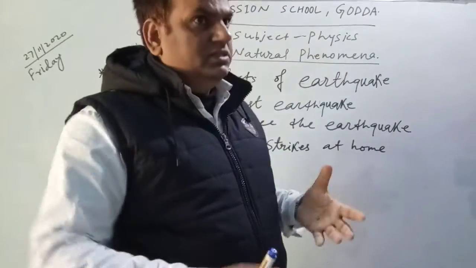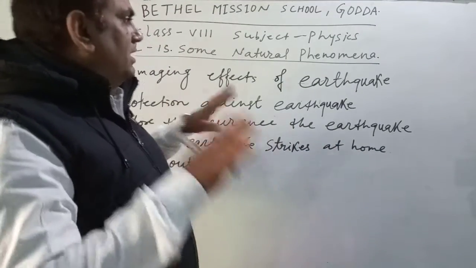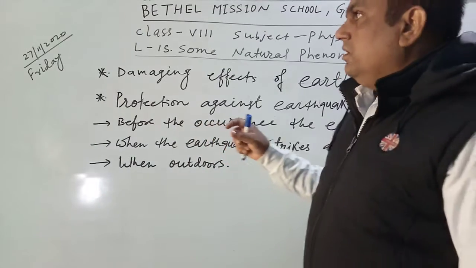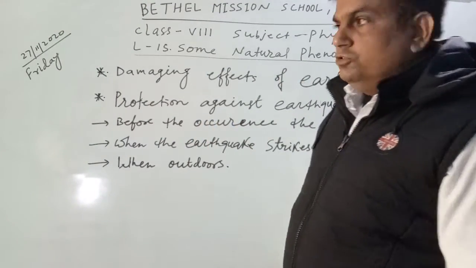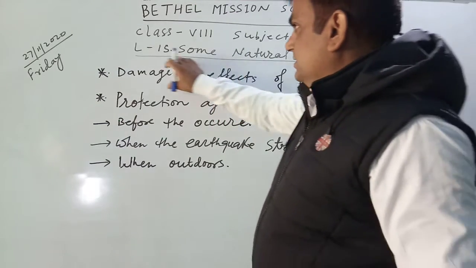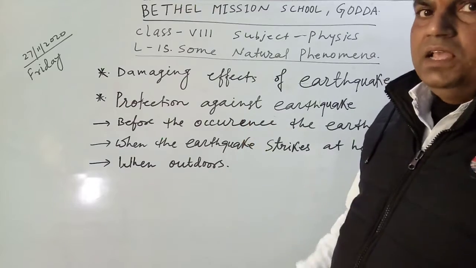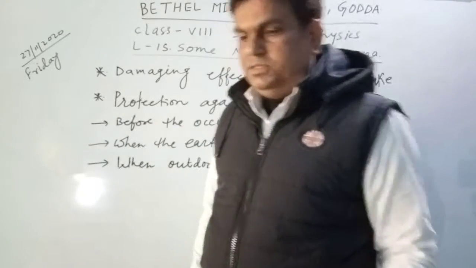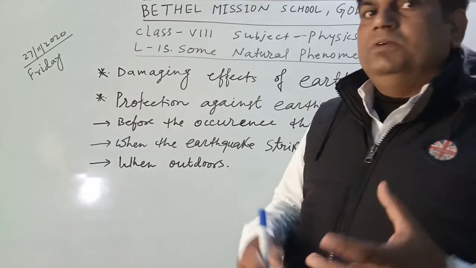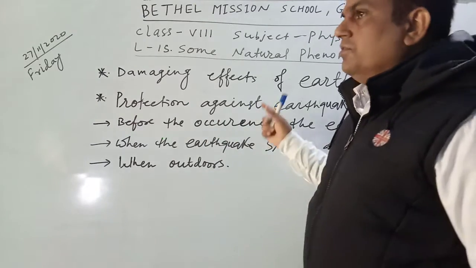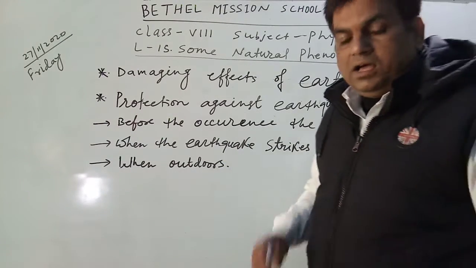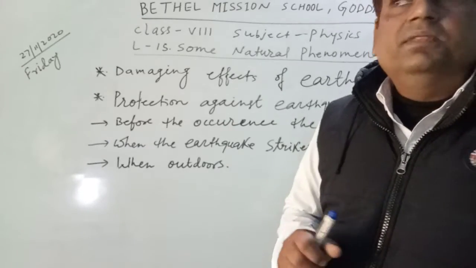What does magnitude mean? It shows the vibration of the lithosphere. That is the magnitude, which is measured on the Richter scale. So the first factor of the damaging effect of an earthquake is its magnitude. Second is focal depth. Focal depth means how deep inside the earth the earthquake originates. That is the focal depth of the earthquake. It is the distance from the epicenter.